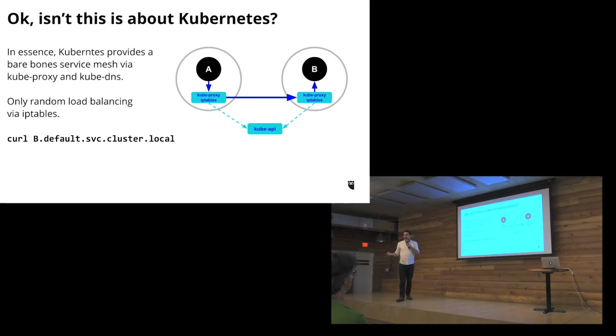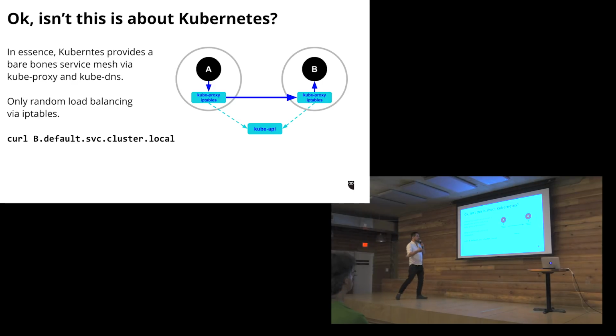But we're talking about Kubernetes here, right? And we already have service discovery. So we use DNS. We make a request by calling b.default.service.cluster.local. It works nice. And we all know the power of a service mesh because Kubernetes actually has a really bare bones service mesh, if you think about it.